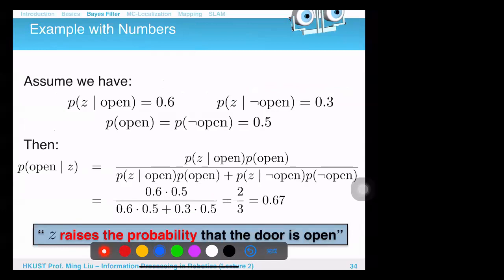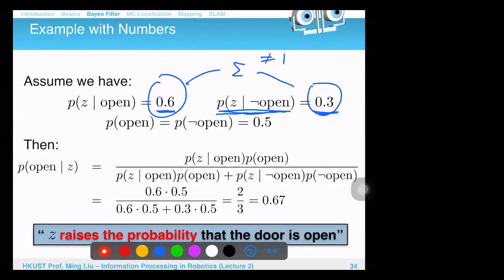And then you have the complete equation. So you plug in these assumptions, like P(Z|open), where you may get this value from experiment or calibration. Then P(Z|not open) is also an assumption, which is 0.3. So who can explain, if you add these two up, it's not 1, right? Why is that not 1? It seems that the probability should sum up to 1, right? But these two do not sum up to 1. Can you explain why?